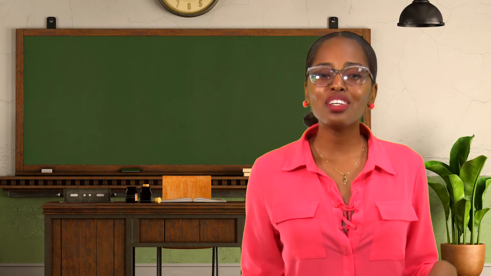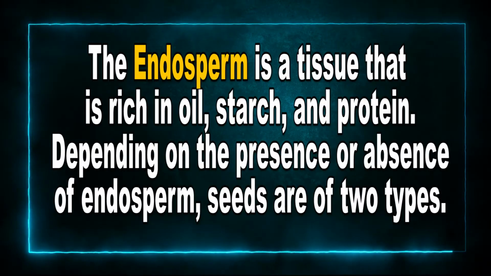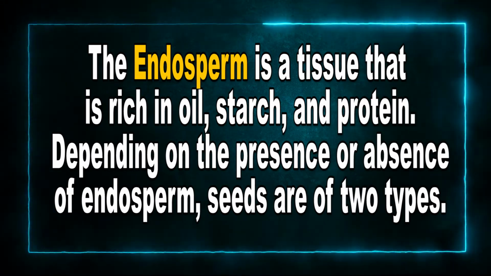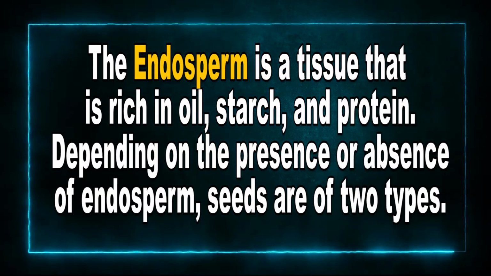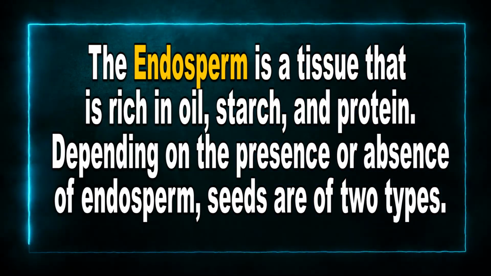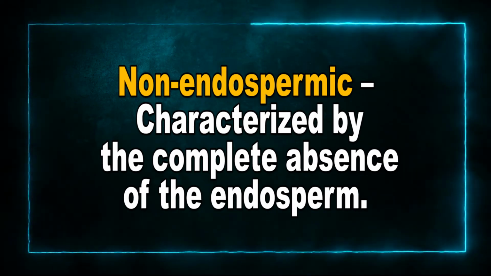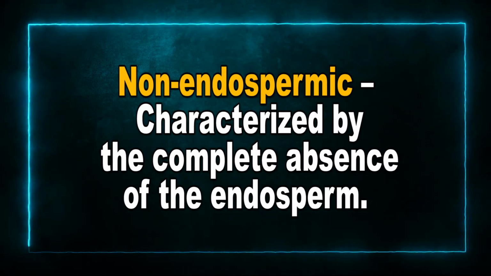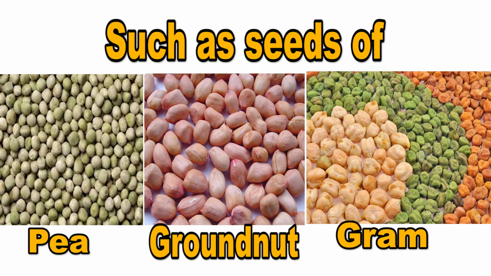Now, boys and girls, let's move on to discuss what is the endosperm. The endosperm is a tissue that is rich with oil, starch, and protein. Depending on the presence or the absence of endosperm, seeds are of 2 types. The first one being non-endospermic, which is characterized by the complete absence of endosperm, such as the seeds of the pea plant, groundnut, and gram.